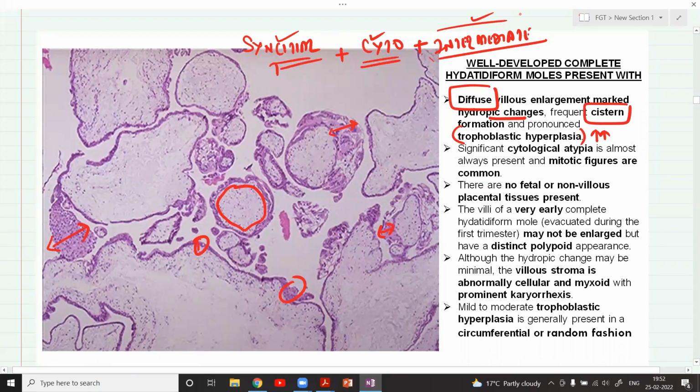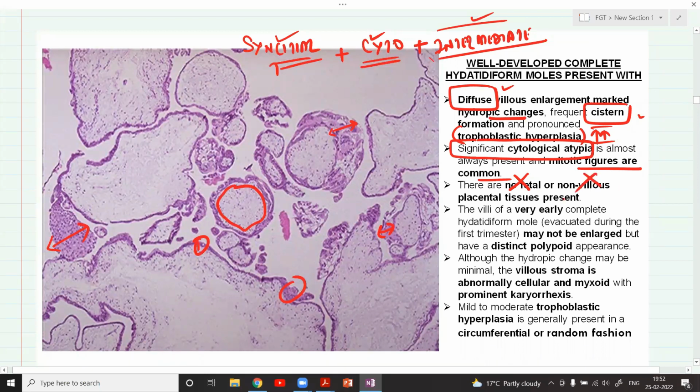I will discuss the intermediate trophoblast later on, but very importantly, the terms I am laying down are: diffuse, cistern formation, trophoblastic hyperplasia, and this is excessive trophoblastic hyperplasia. Very important: in case of complete mole, significant cytological atypia is present and mitotic figures are very common. So you have a lot of atypia to see, and this is the only type of molar pregnancy where a significant amount of atypia is present. But you will not find any normal villus, and no fetal structure is present.